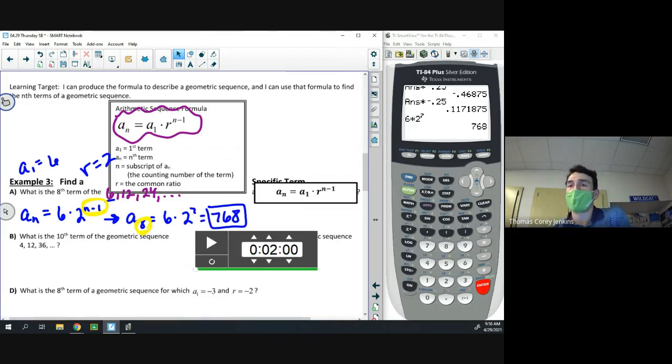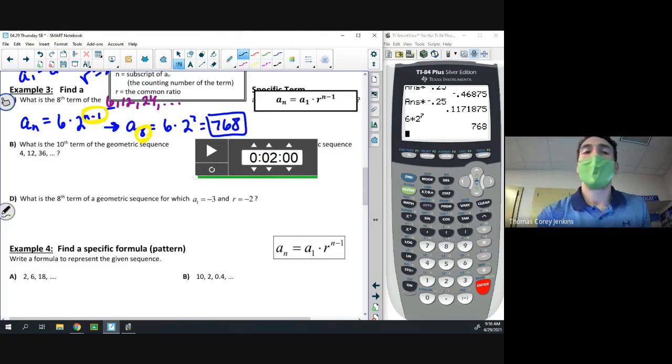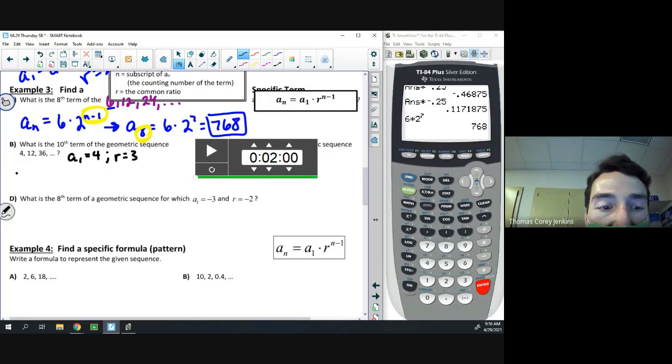All right, so let's do one more together, and then I'll have you all try a couple on your own. So looking at B, we would have a sub 1 is 4. R is, what is R? Just blurt it out if you see it. 3. So my formula then is going to be 4 times 3 to the n minus 1.